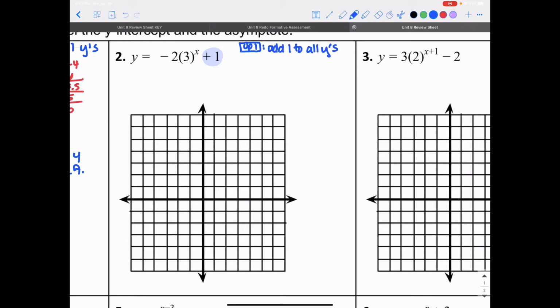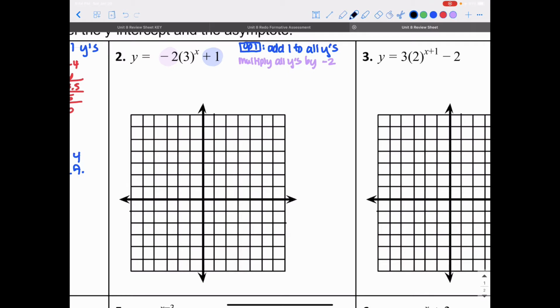And then the other extra thing that I see is this -2 in front. And that -2 means that I'm going to multiply all y's by -2. So that's a vertical stretch, and what actually happens to my points is I multiply the y values by that coefficient.